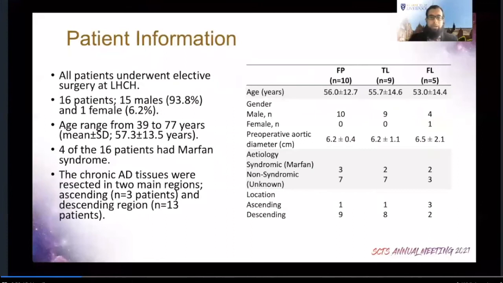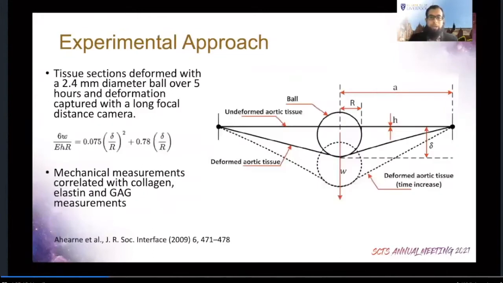All of our patients underwent elective surgery at Liverpool Heart and Chest Hospital. We had a diverse group of 16 patients, 4 of which had Marfan syndrome, and all had a preoperative aortic diameter greater than 6 centimeters. The experimental approach we've taken is a ball indentation test, applied to thin sections of the tissue. This allows us to obtain the tissue stiffness and also to determine how the tissue responds to a fixed load applied via the ball over a long period of time, 5 hours in our experiments.